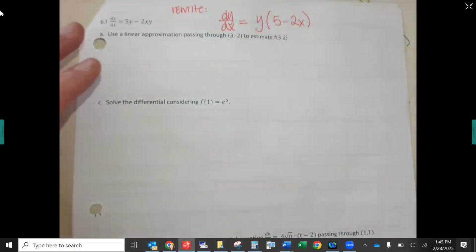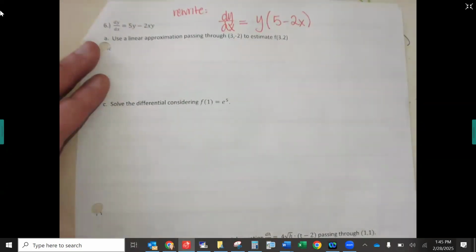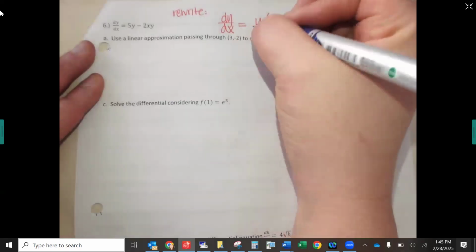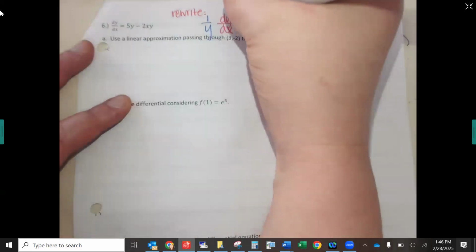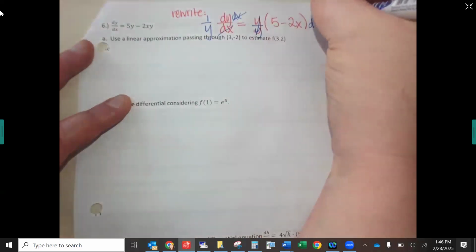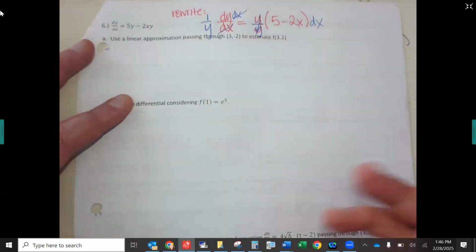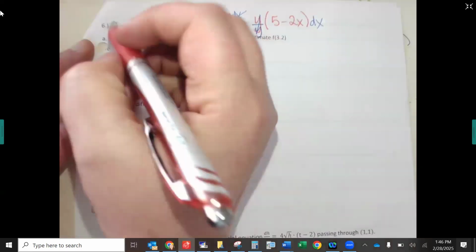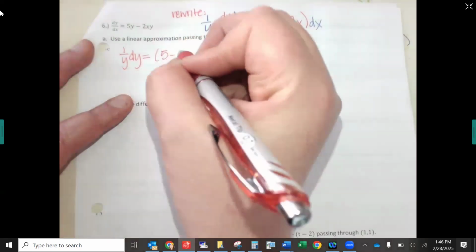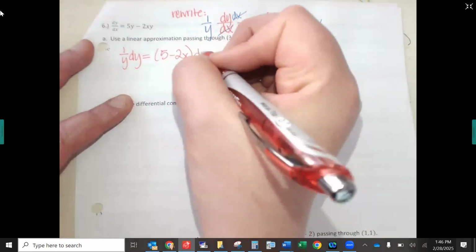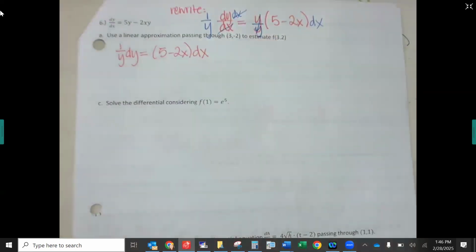Instead of multiplying it across, now I'm going to have to do what? Divide the y across. So when I divide by y to cross it out, I'm going to have to do a 1 over y on this side. And then my dx, I'm going to multiply it across so that it'll look like this. I have a 1 over y dy. And then I have a 5 minus 2x dx. Okay, from there, integral.